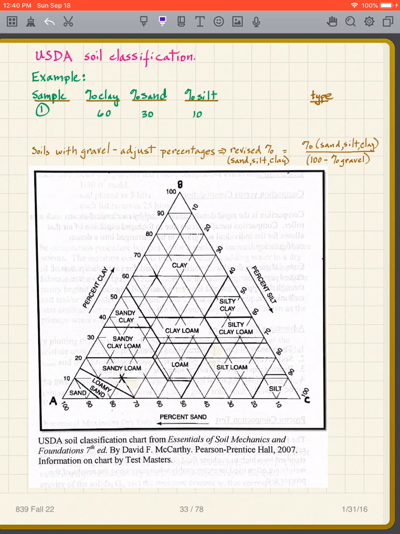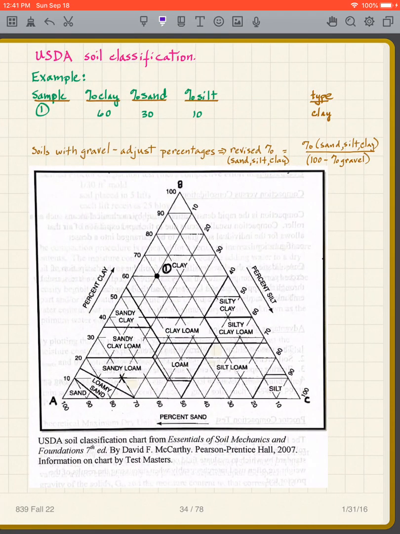Well, we sort of take it out of the picture here, and the way that you do it is you revise your percentages, and you get rid of the gravel. So you have a denominator with 100 minus the percent gravel, and then you take your percent sand, silt, and clay to come up with the percentages for these. So we just sort of subtract off the gravel, if there's any gravel. In this particular case, there's no gravel here. Okay, so plot this point on this chart and determine what kind of soil it is. So pause the video here and plot the point.